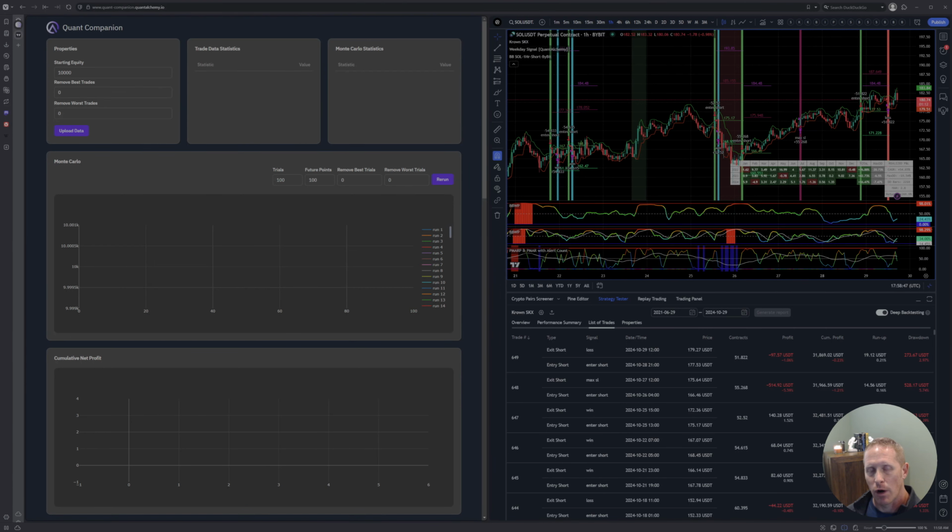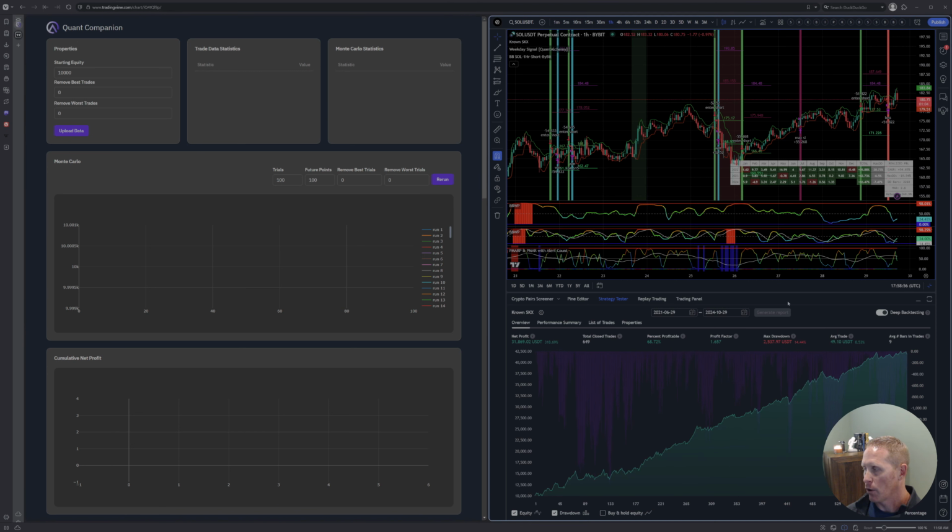Today I'm going to be presenting Quant Companion, a tool that can help you further analyze your backtesting results from TradingView. Let's get started. I have a strategy over here in TradingView already. I'm running the deep backtester to get a few more data points.